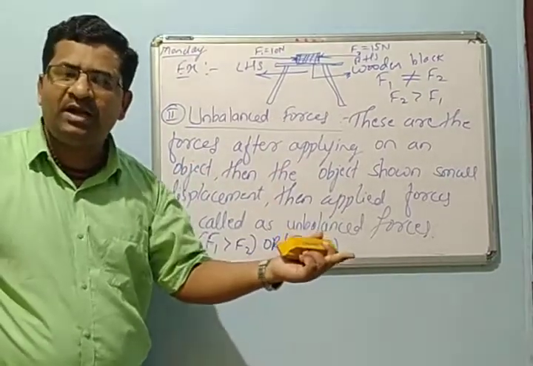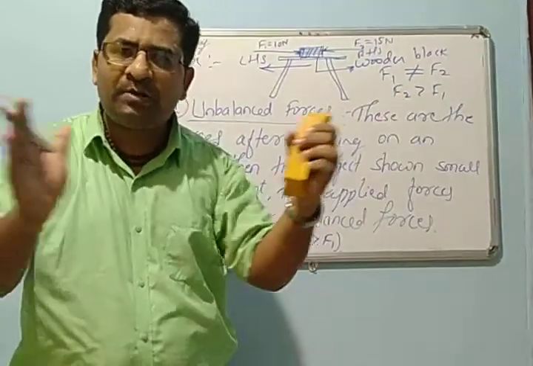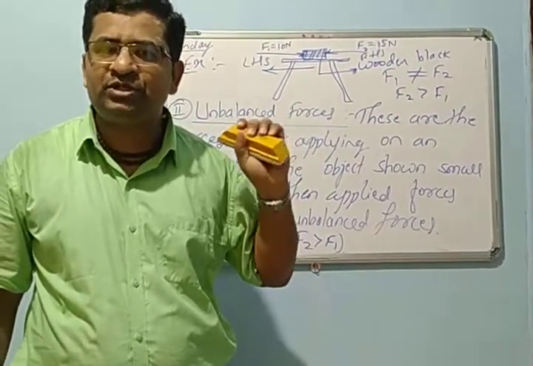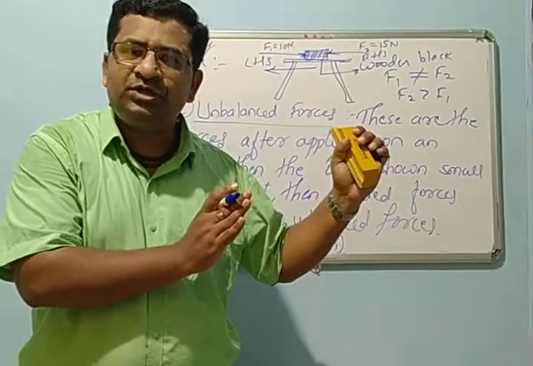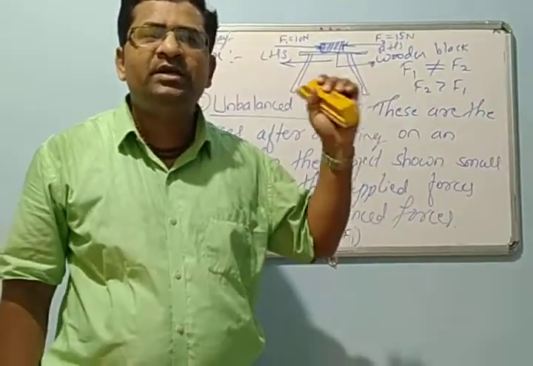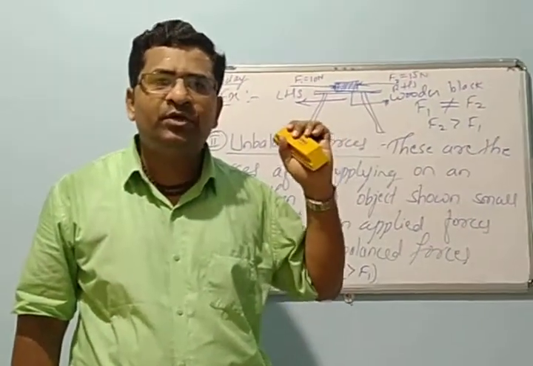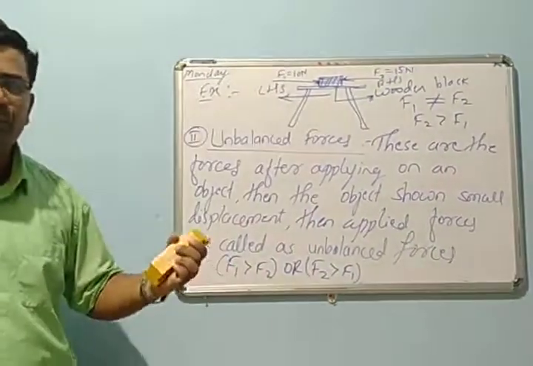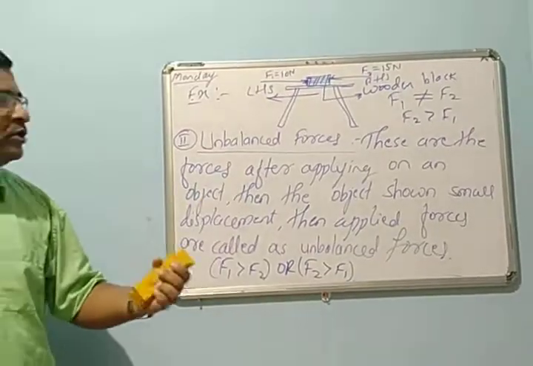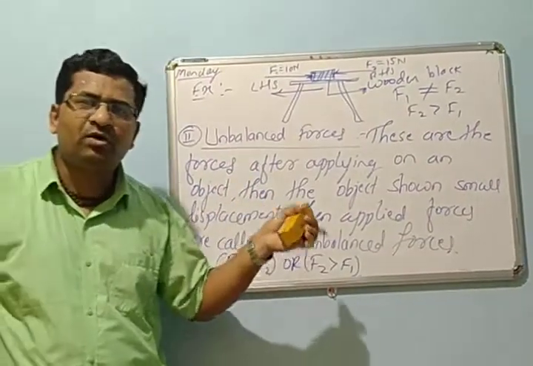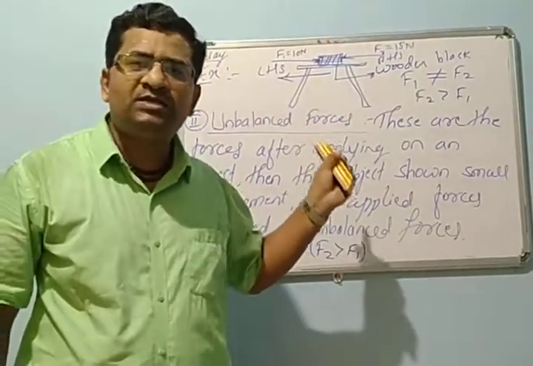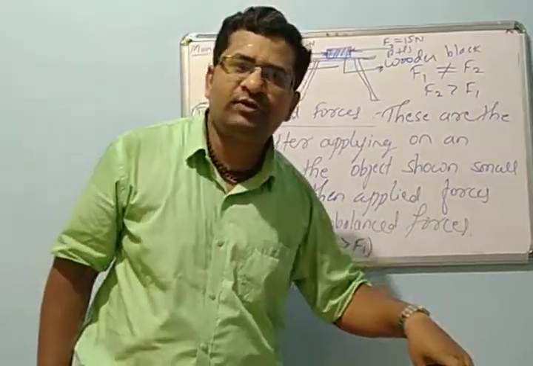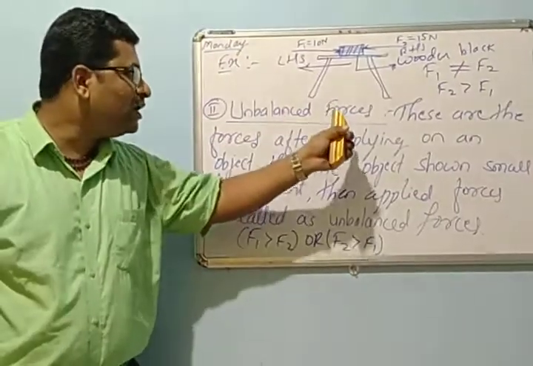But in case of balanced forces, even though the forces are applied on an object, the forces are not at all observable just because the object does not show any displacement. It will not show any change in position or change in shape. So balanced forces are not observable, but unbalanced forces are observable. How are they observable? By the change in position of the object on which they are applied.